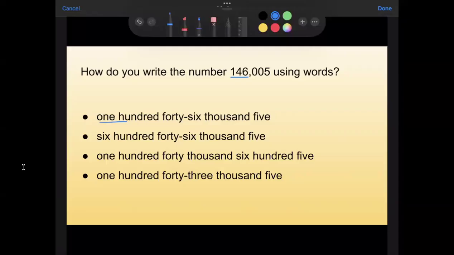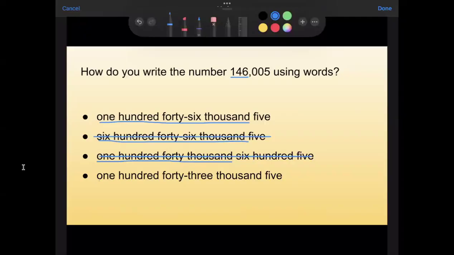Okay, 146,000. Okay, it's right there. That one matches. Uh-oh, this one says 646,000. So this could not be our answer here. 140,000, and then there's a 6 after it. That's not quite what we're looking for. So I'm going to go ahead and cross this one out.